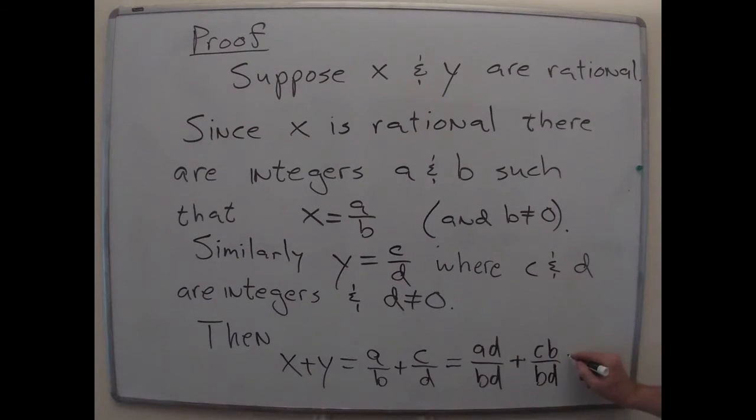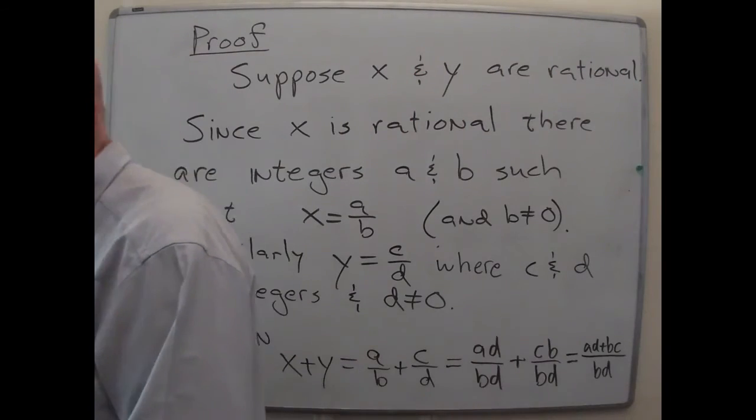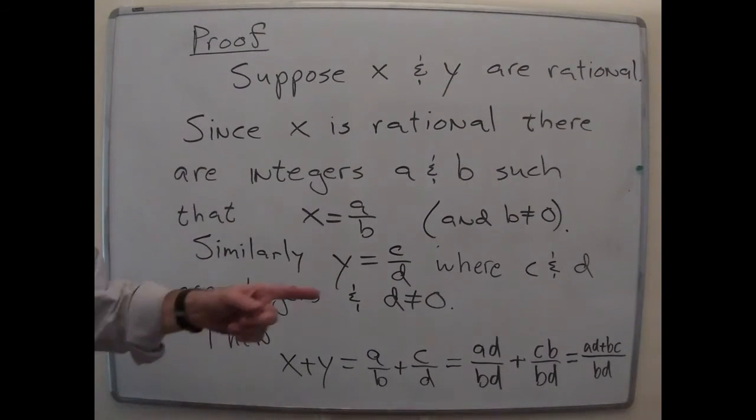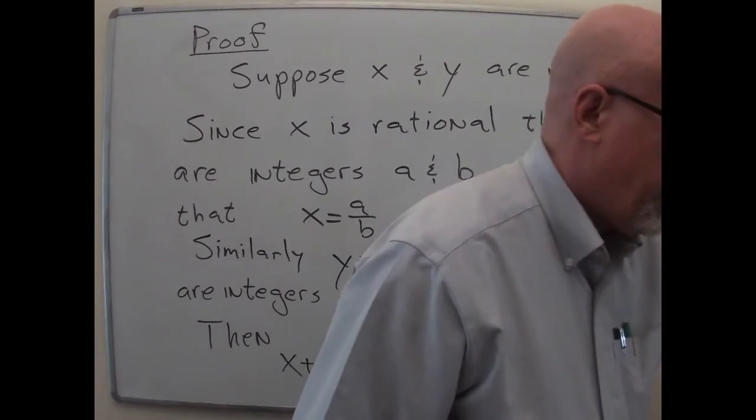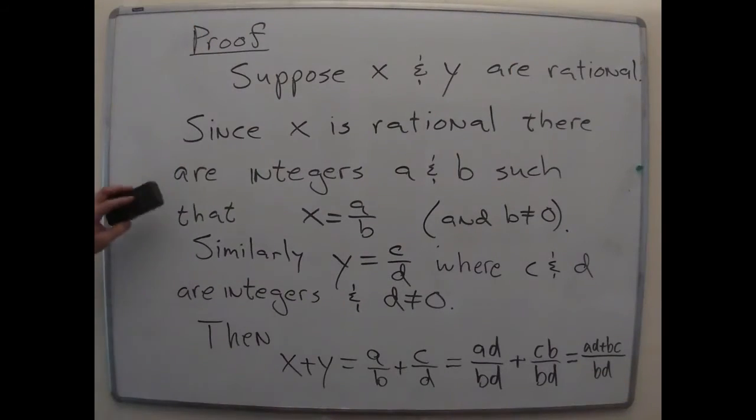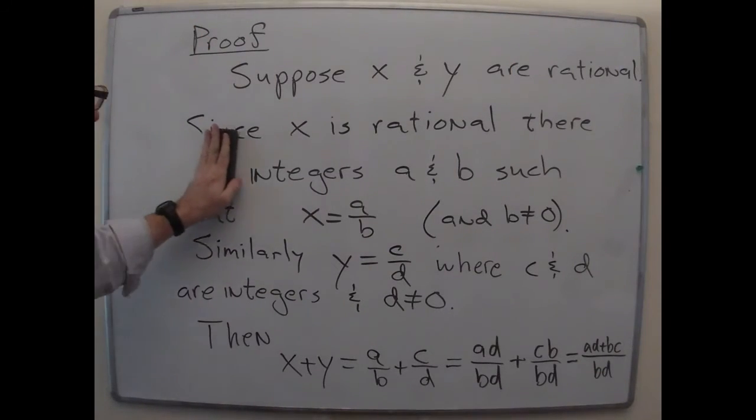Now they have the same denominator and you can combine them. So you have bd downstairs and ad plus bc upstairs. Well, that should be exciting. That final thing there actually is what tells us that x plus y is a rational number. But we want to be careful. Let's dot our i's and cross our t's.